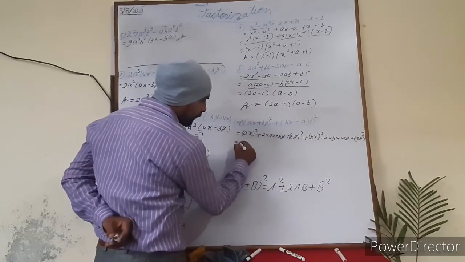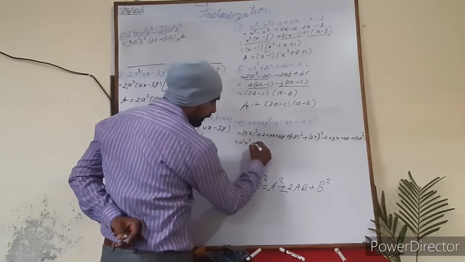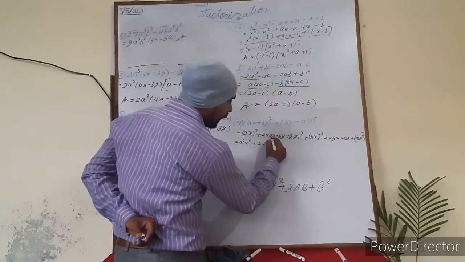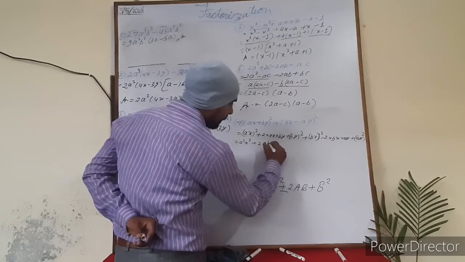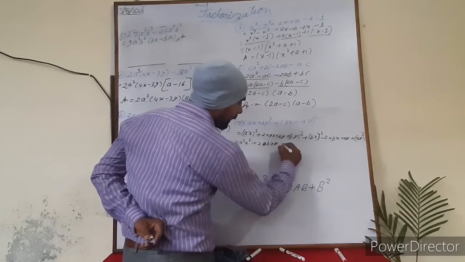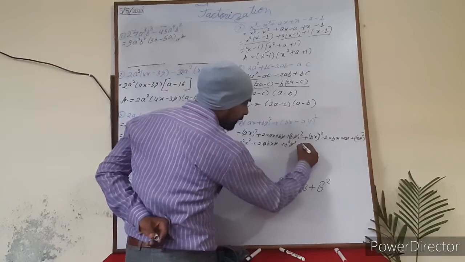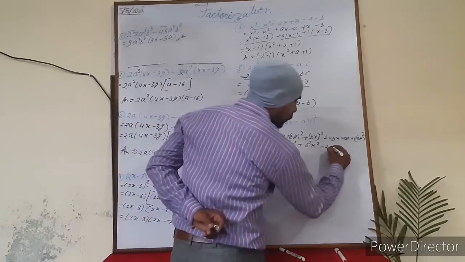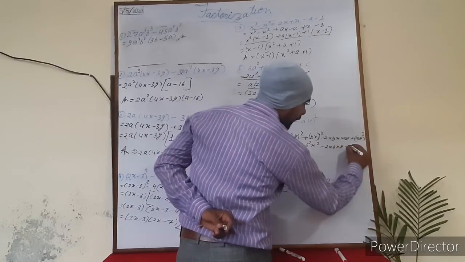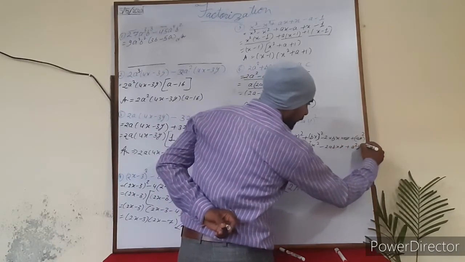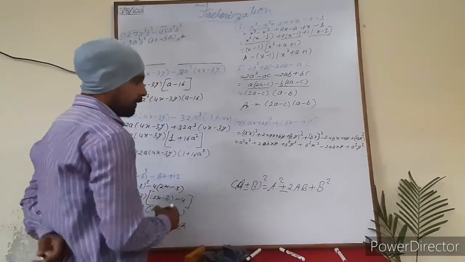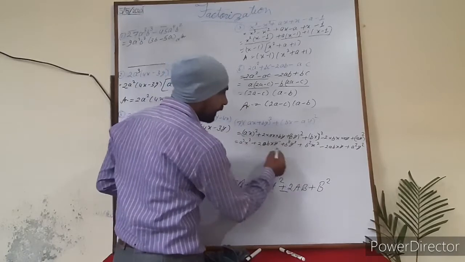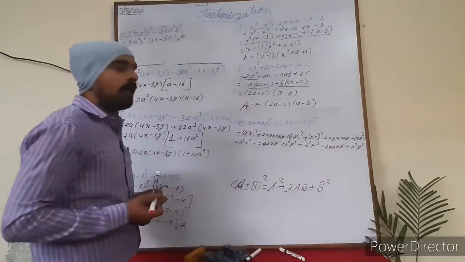If you will open it, that is a square x square plus, write down in an alphabetical order, so that will be 2abxy plus b square y square plus it will turn to b square x square minus again 2abxy and then plus a square y square. Now what will be here? This plus 2abxy and this minus 2abxy will be cancelled out.